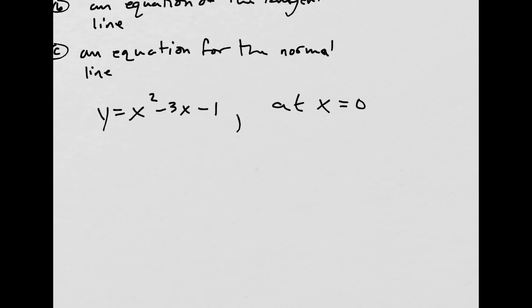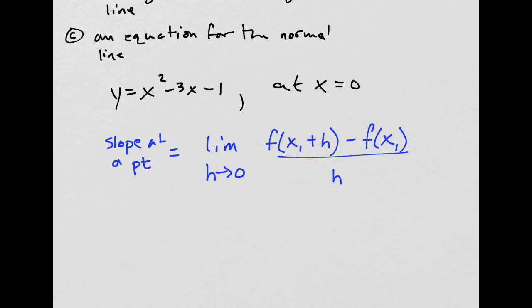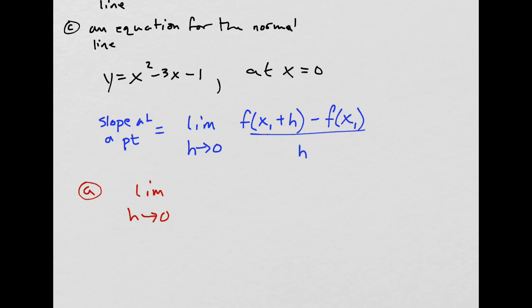So this will be our x1. Let me write that formula down. So we're going to use that for part A. So A, let's do that. We'll have the limit as h approaches 0, and f of x is this stuff, which is 0 plus h. We don't know what h is. We're just going to let it go to 0. So we'll put it in, and then we'll let it go to 0 and see what happens.